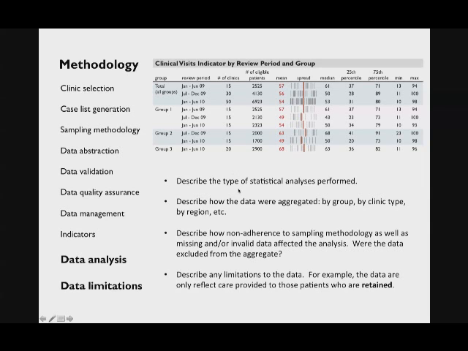It should describe how the data were aggregated. So did we aggregate by clinic type? Did we just aggregate by region? Or are we looking at kind of a benchmarking report? It should describe any non-adherence to sampling methodology. You can also put it here, or you can put it in the earlier section on data validation or data quality assurance. But if there are limitations in the data that we should be aware of when we're making interpretations, they can also be included in this data limitations section.